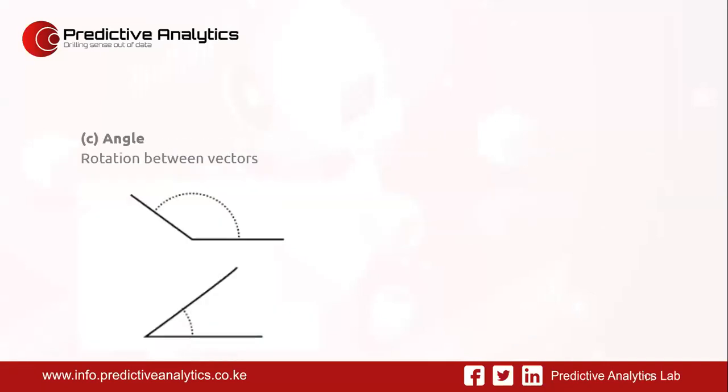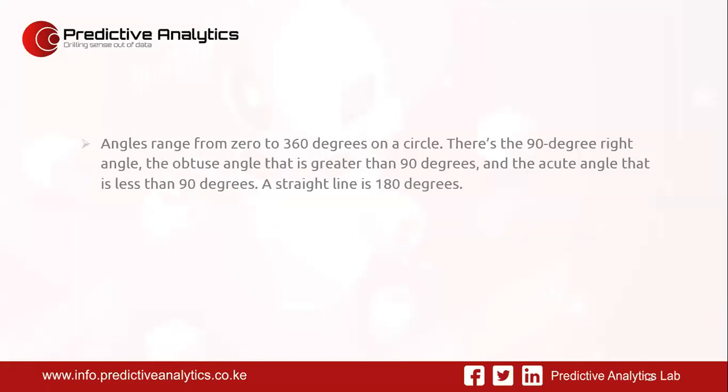So again, we can encode by angle. Encoding by angle means rotation between vectors, as you can see in this diagram. Angles range from 0 to 360 degrees on a circle. There's the 90-degree right angle, the obtuse angle that is greater than 90 degrees, and the acute angle that is less than 90 degrees. A straight line is 180 degrees.